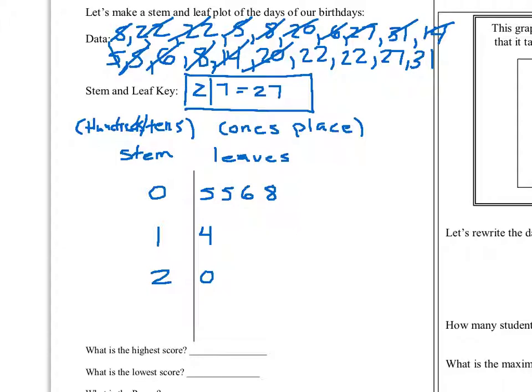22, the stem is 2, the leaf is 2. Next one, stem is 2, leaf is 7. Leaf is 2. There are two 22s, so make sure that we have two leaves of 2 here with our stem of 2. 27 has a stem of 2 and a leaf of 7.